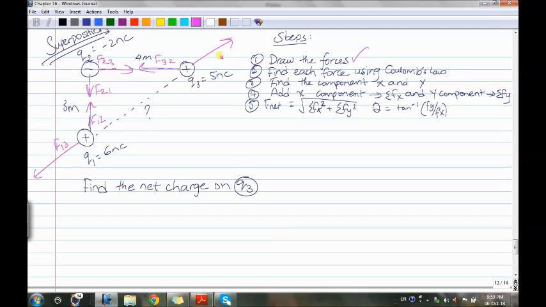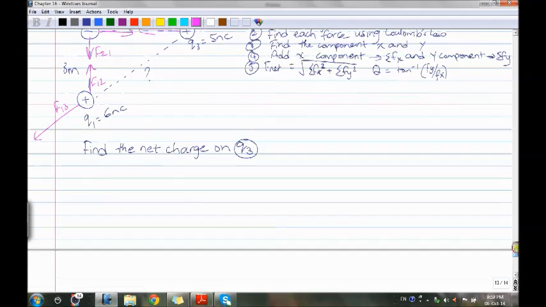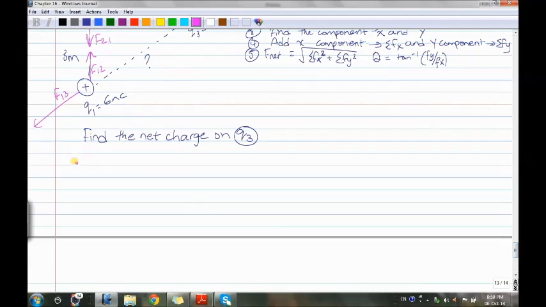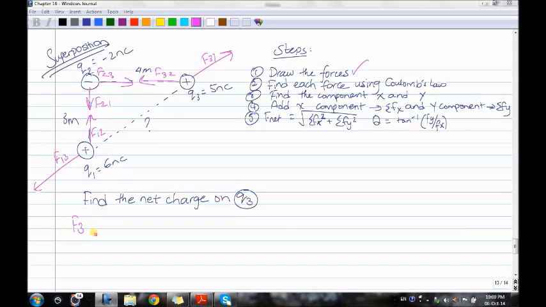F1,3 and F3,1. Okay, now let's find each force. Now F3,2, which is this, so they're the same. So F3,2 and F2,3 equal, so this is the rule.